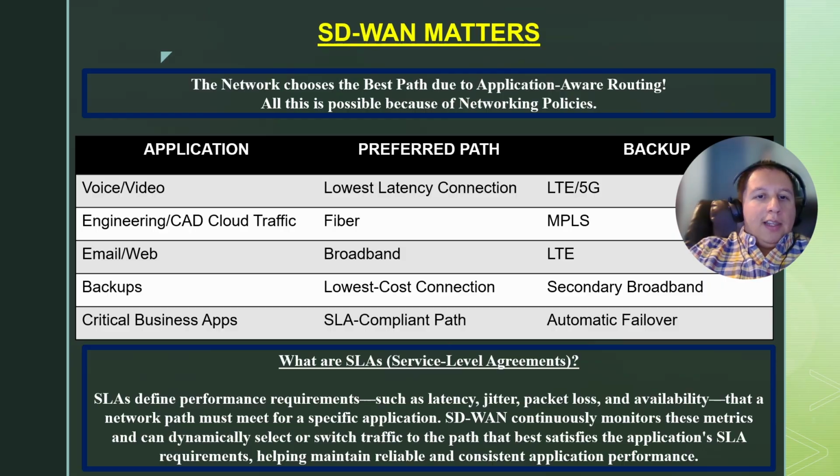So what are SLAs? Service level agreements. Well, they define the performance requirements such as latency, jitter, packet loss, and availability that a network path must meet for a specific application. SD-WAN continuously monitors these metrics and can dynamically select or switch traffic to the path that best satisfies the application's SLA requirements, helping maintain reliable and consistent application performance.